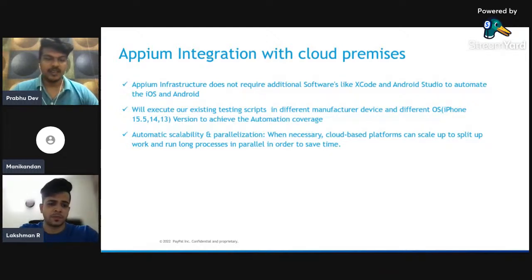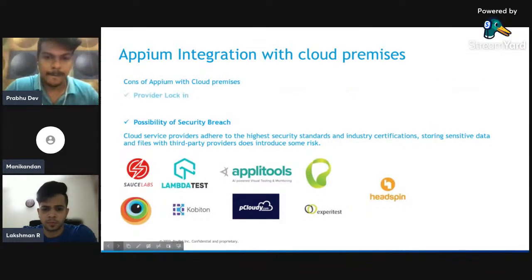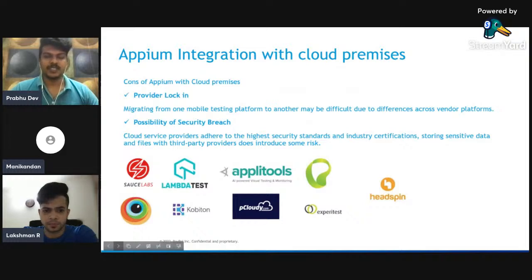Okay, can we move to the next one? So we are going to see the cons of Appium cloud. Yes, definitely there are some cons. For example, when we are migrating our test suite from one mobile testing platform to another, across vendors, it will be a little difficult. We need to configure every parameter and pointing for that new environment, and only then can we run on it. So it's hard to do.